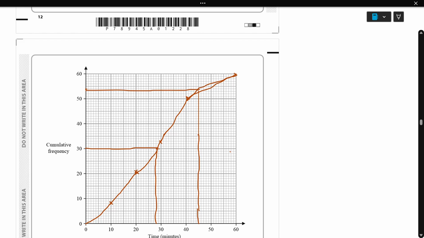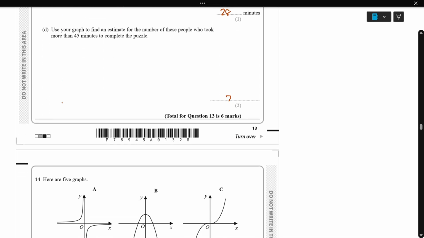45 and above, so we need to calculate above here. How many people are here? So here is like 53, so 60 minus 53 is going to be 7. That's why I got 7 here.